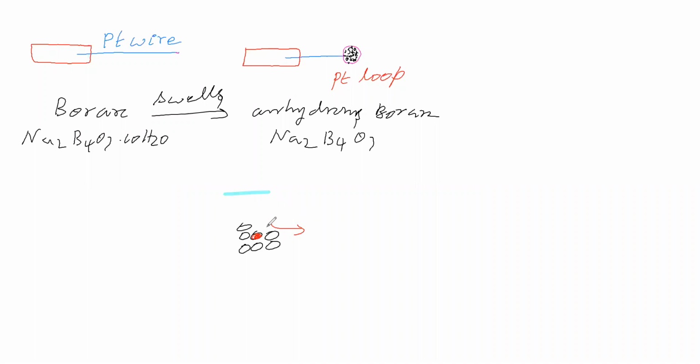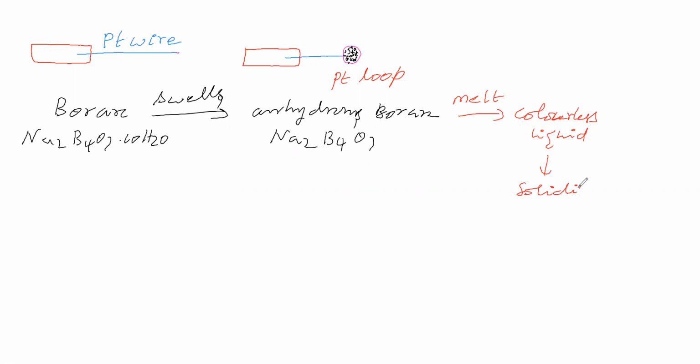So why does borax swell? Due to escaping of water molecules. Now we have anhydrous borax. Then this anhydrous borax melts on continuous introduction into the flame. It is melting so that you are getting a colorless liquid. This colorless liquid immediately solidifies in the loop.